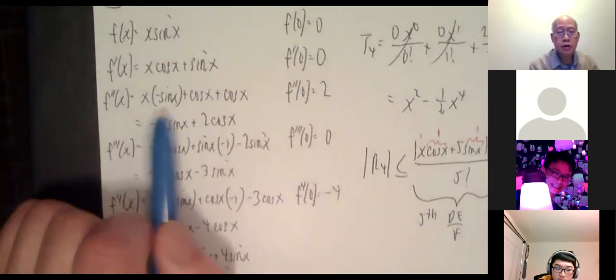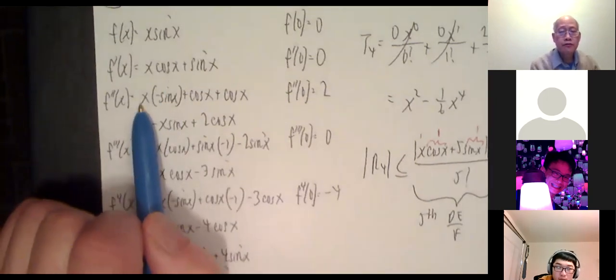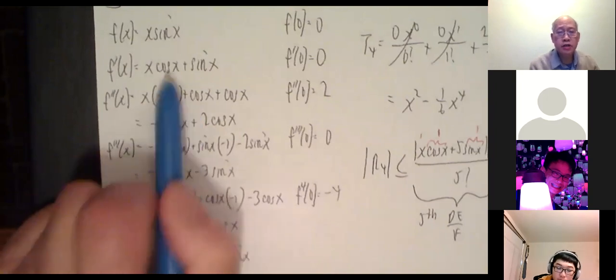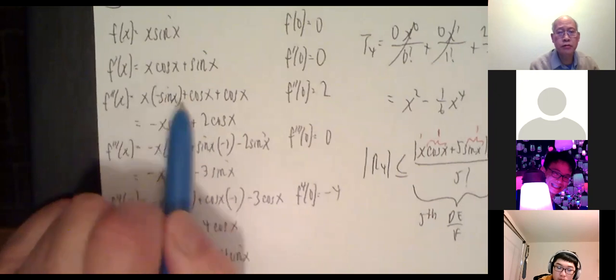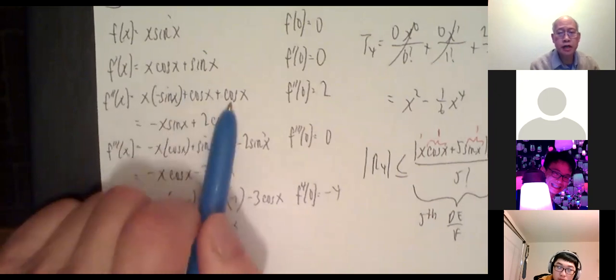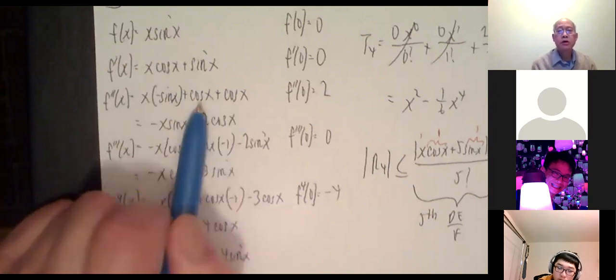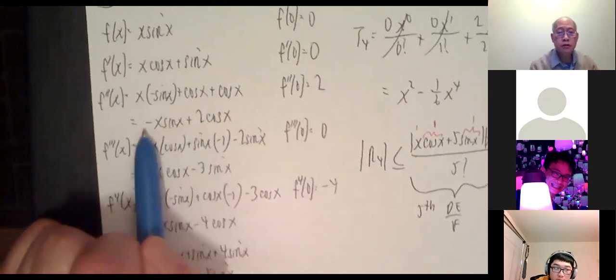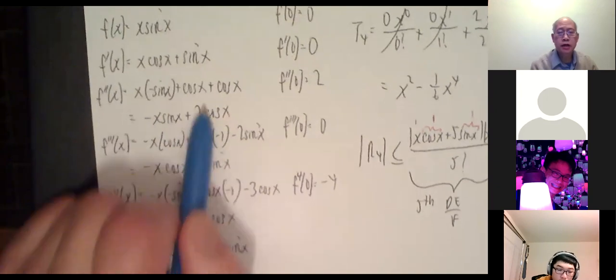Okay, second derivative, product rule, first times derivative of the second, x times negative sine x, plus second function, cosine x times the derivative of the first, which is 1, plus derivative of sine x, which is cosine x, 2 cosine x. So negative x sine x plus 2 cosine x.